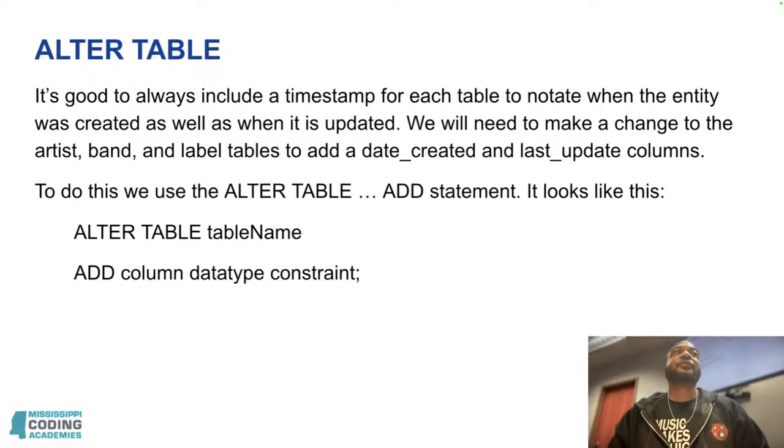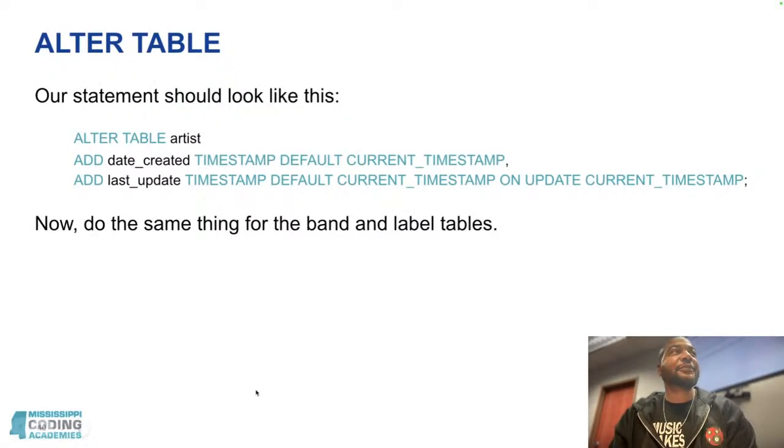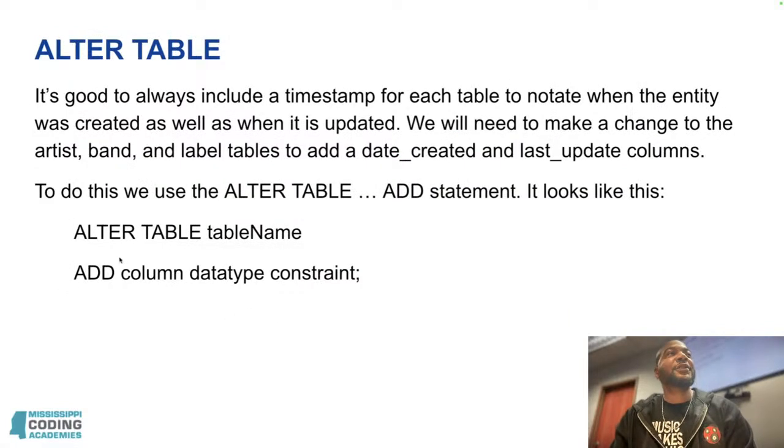All right. So to alter the table, to make a change to the actual table, we use the alter table add statement, and this is how it looks. Alter table, and then whatever the table name is, and then we're going to add the column, the data type, and the constraint, much like we've already done. So again, this is part of the schema. We're making an update to the actual schema.